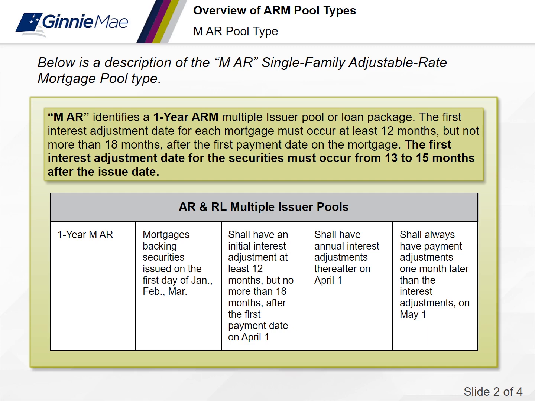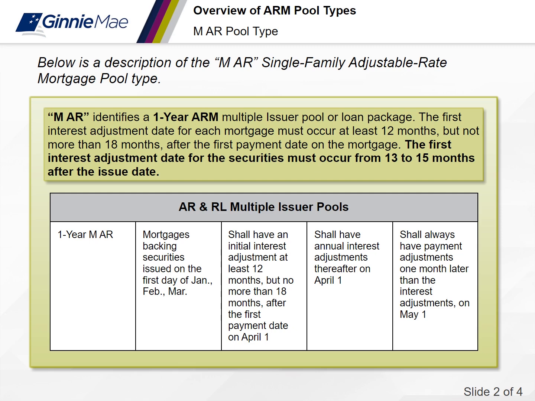So they have the AR pool type, mortgage-backed securities issued on the first day of the month, January, February, March. They shall have an initial interest adjustable date at least 12 months, but no more than 18 months after the first payment date. So that would be April, and they shall have annual interest adjustable dates thereafter in April, and shall always have the payment 1 month after the interest adjustable date. That would be on May 1st. So you want to make sure you're following this type of schedule if you're going to do it.